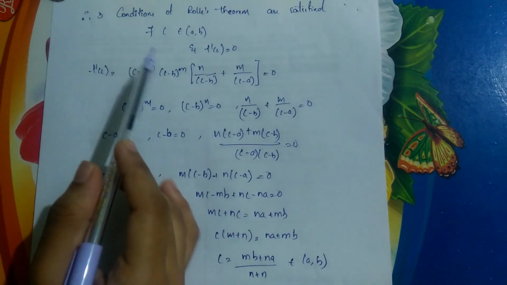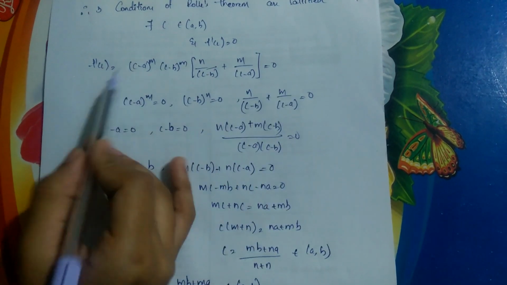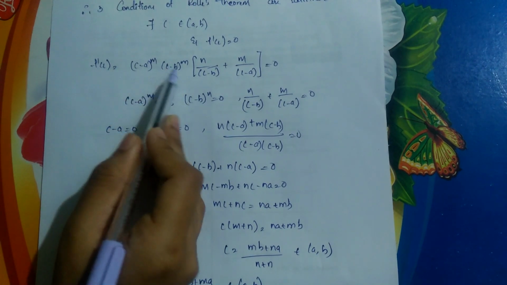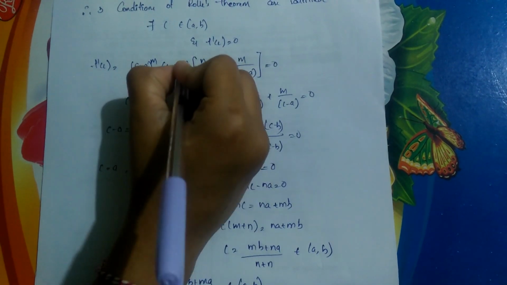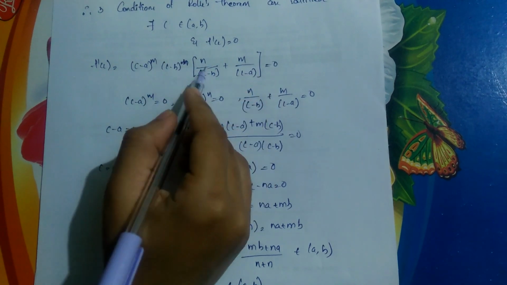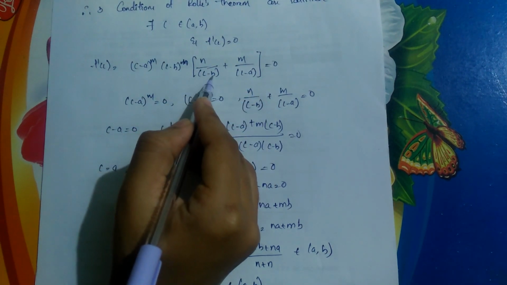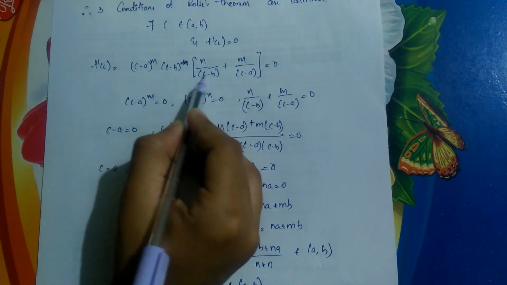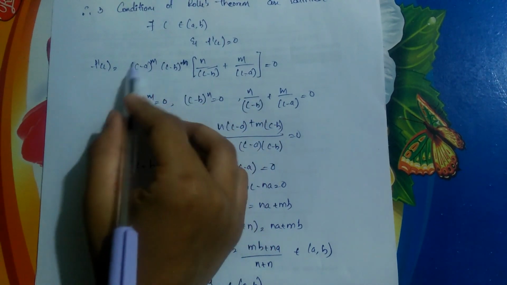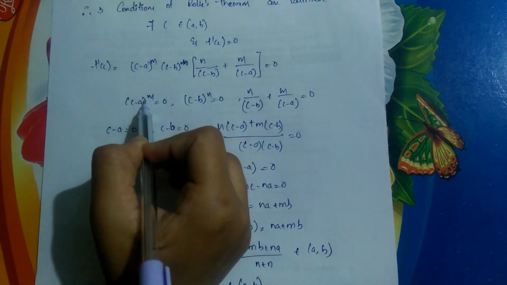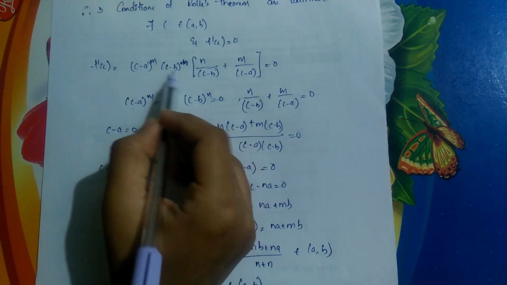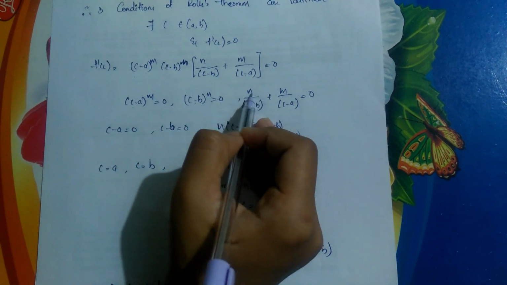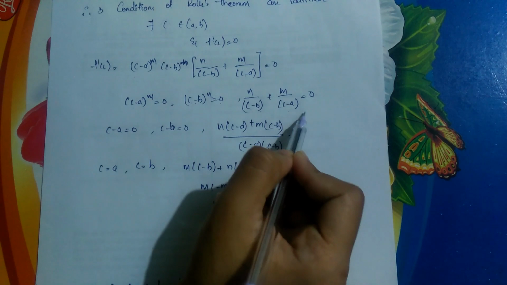So in the place of x, if we substitute c, we get f dash of c, and that equals (c minus a) whole power m into (c minus b) whole power n into [n by (c minus b) plus m by (c minus a)] is equal to 0. So here we have three terms, and each term is equal to 0. Then (c minus a) whole power m is equal to 0, (c minus b) whole power n is equal to 0, and the third term, n by (c minus b) plus m by (c minus a), is equal to 0.